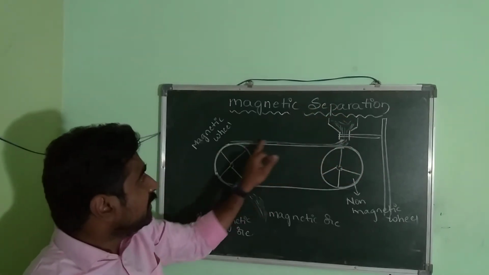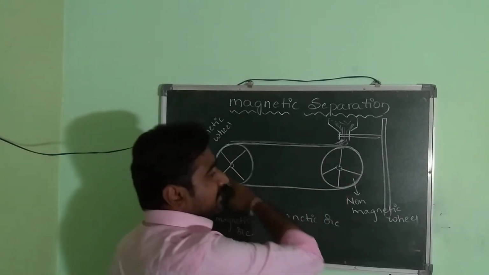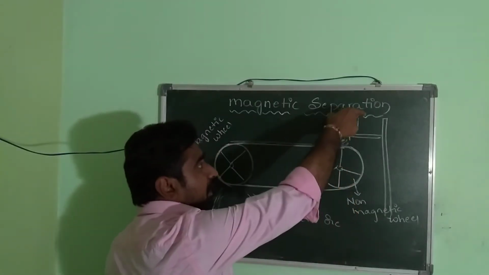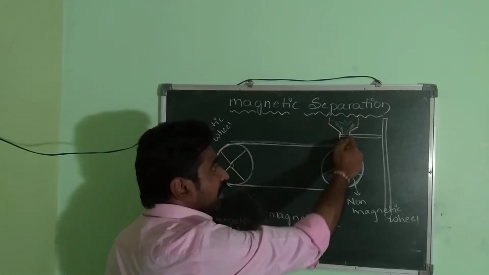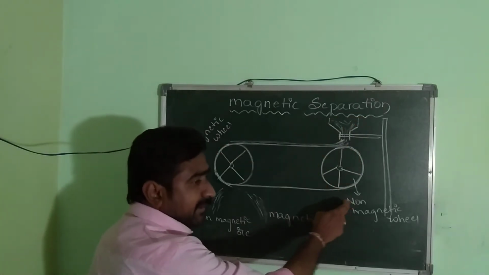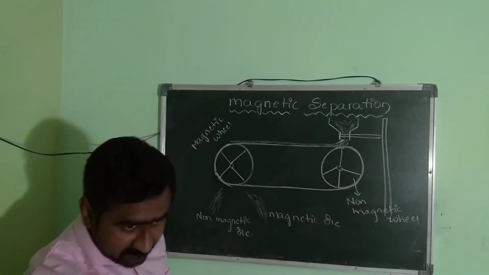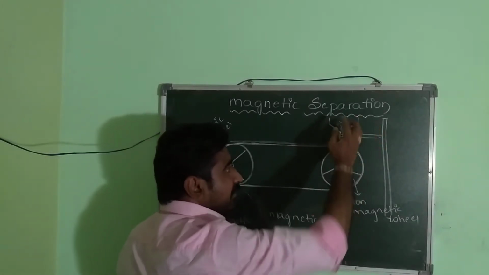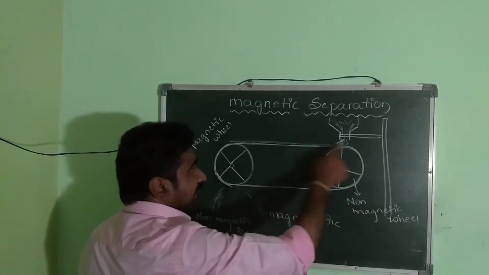particles into the conveyor belt. So whenever we switch on the circuit, the wheel will be rotating. When the wheel rotates like this, the ore or the powdered ore particles are going to be transported from the non-magnetic wheel to the magnetic wheel, transferred from one wheel to the other wheel through the conveyor belt.